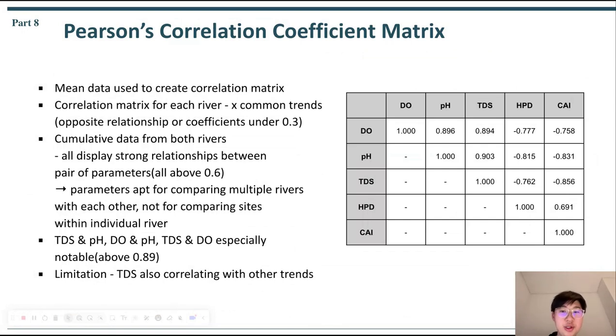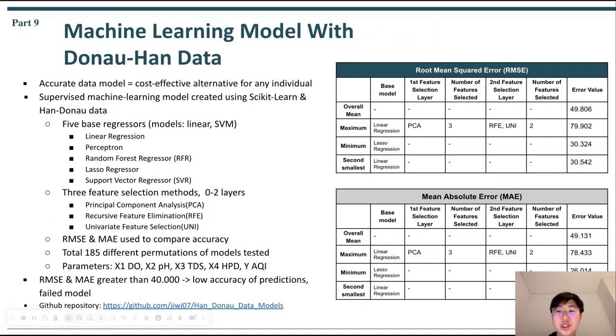To analyze the relationship between the parameters, a correlation matrix was utilized, and because the magnitude of the R values was all above 0.6, it can be assumed that all displayed a high relationship, and therefore all can serve as indicators of industrial pollution. Additionally, a machine learning model was implemented using the Donau and Han River data, but unfortunately it turned out to be quite inaccurate because the RMSE and the MAE values were each greater than 40.